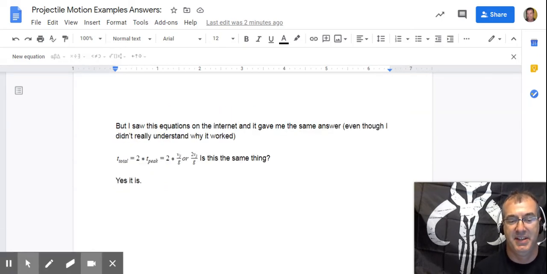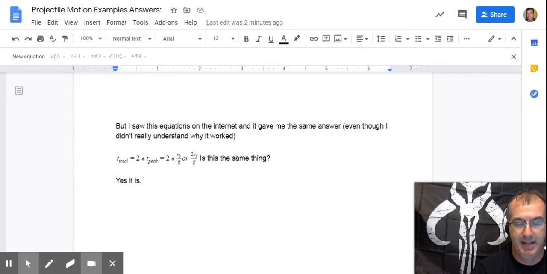But Mr. Lavering, I saw this equation on the internet and it gave me the same answer, even though I really didn't understand how it worked. That the total time in the air is equal to 2 times the peak time, which sort of looked something like one of the two forms that I've shown. Is it the same thing? And the answer is, well, yes, it is the same thing.